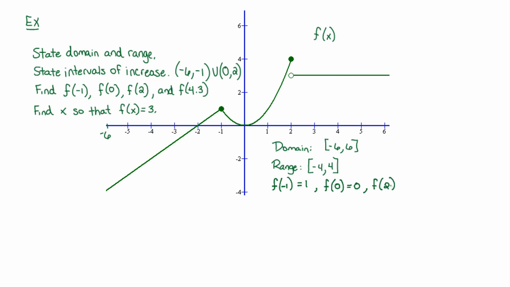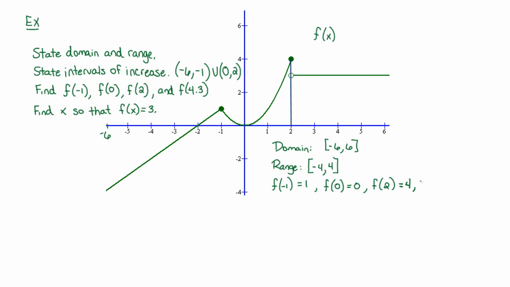F of 2 means go over to x equals 2 and find out what the output is when you plug in x equals 2. This one I'm going to actually draw that line again just to remind you that it's not going to be 3 here because it passes through that open circle. It goes all the way up to a height of 4. So f of 2 is actually 4.